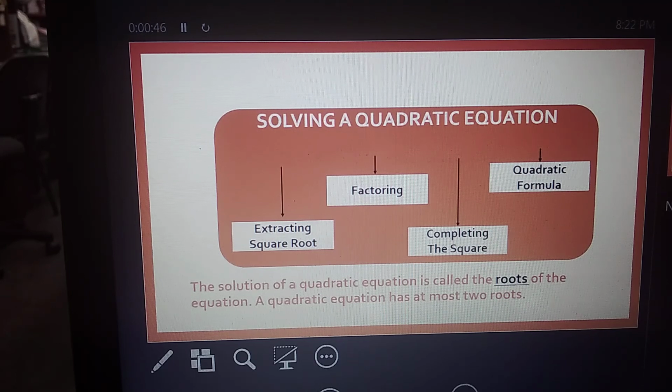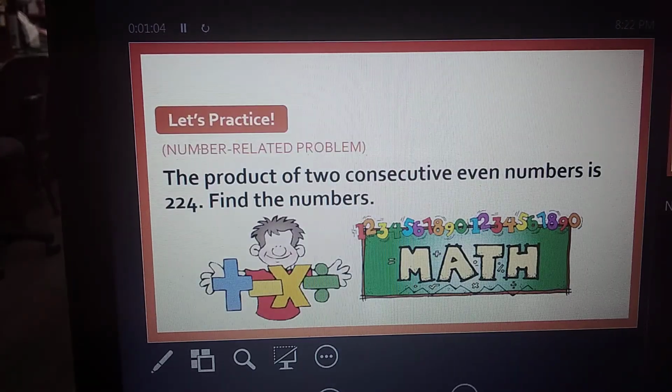So, recalling the four methods of solving quadratic equations: extracting the square root, factoring, completing the square, or the quadratic formula. Any among the four can be used to solve quadratic equation application problems. So let's have our first example, a number-related problem.